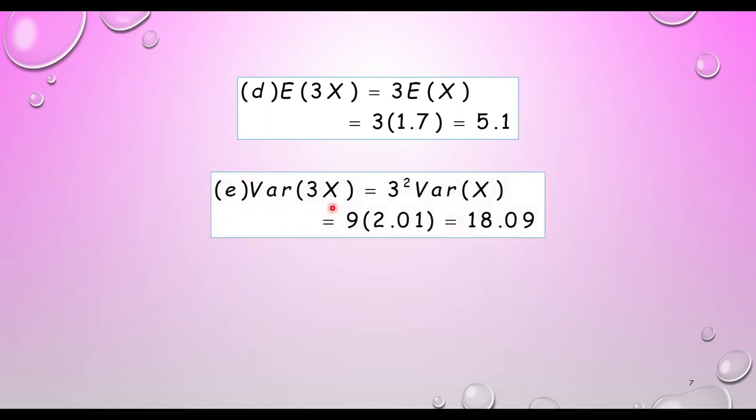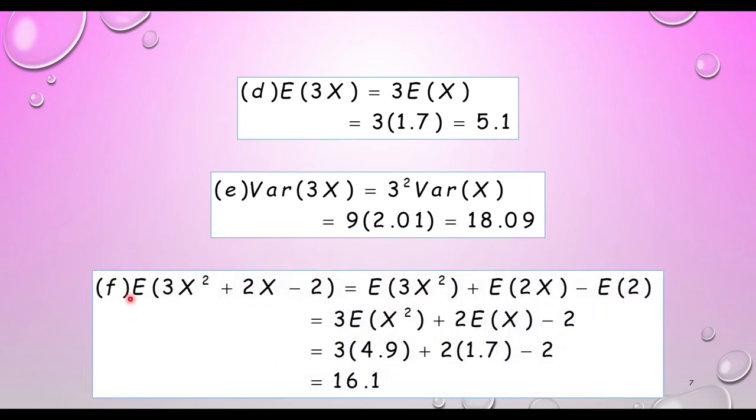E, variance for 3X. By using the properties for variance, you need to bring out 3 and you have to square it: 3 squared times variance X. So 9 times 2.01 and the answer is 18.09.